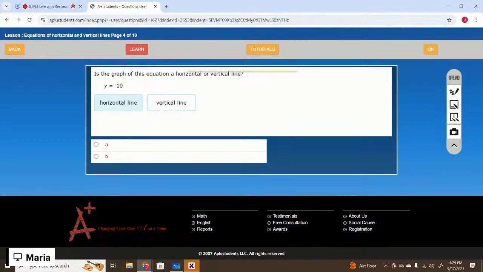Is the graph of the equation a horizontal or the vertical line? Y equals -10. Horizontal line it is, right? Number A is the correct option. That would be horizontal line.